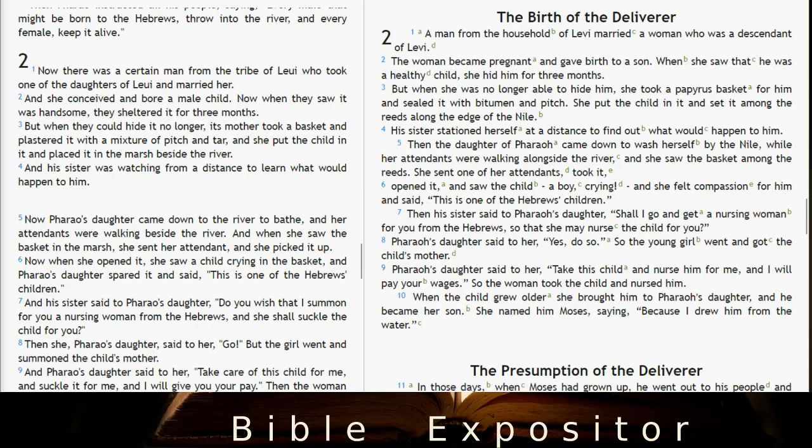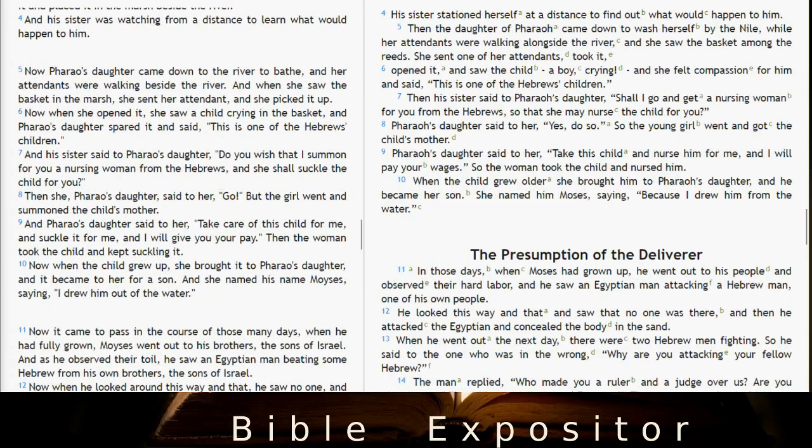So she puts the baby into the basket and sets it down in the river, which technically meets Pharaoh's requirement. She threw the baby in the river. She just made sure it wouldn't drown. So then Moses' older sister Miriam watches to see what happens to him. And let's go down to verse 5.